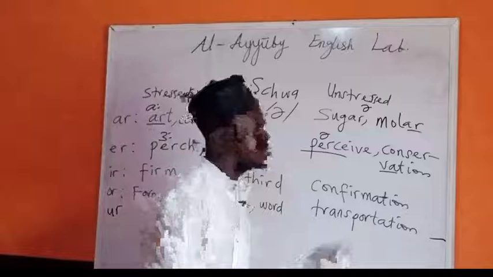We now say confirmation, confirmation. So this and this are pronounced in the same way, the same pronunciation. I'm sorry, this and this. You say confirmation and this also confirmation.